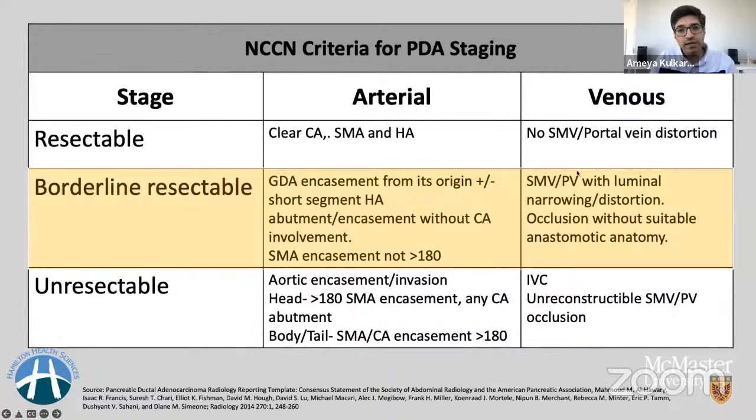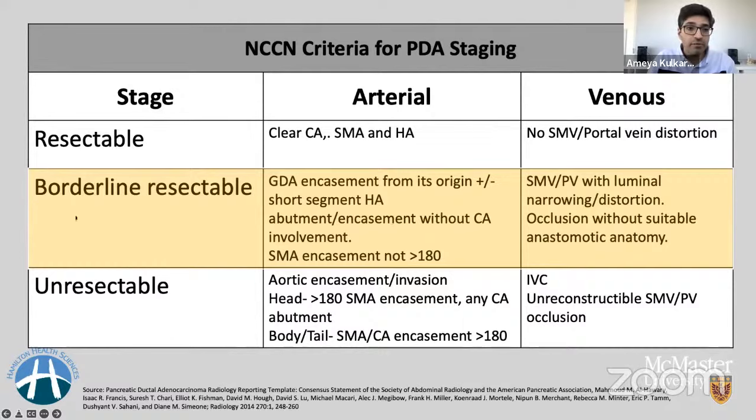As well as in terms of venous structures, you will have SMV or portal vein involvement. And there could be luminal narrowing or distortion. There could be occlusion without suitable anastomotic anatomy. So, I mean, there is a lot of technical jargon here. Don't spend a lot of time to memorize all of these. We are going to look at some examples later.